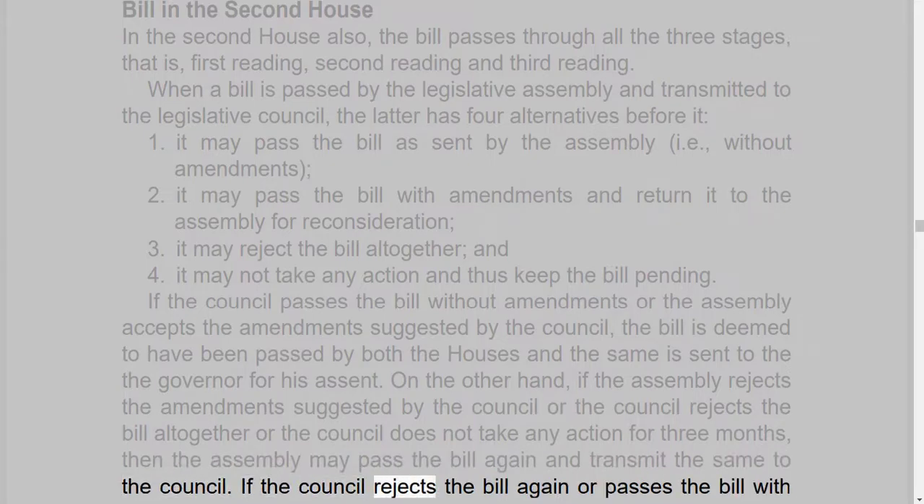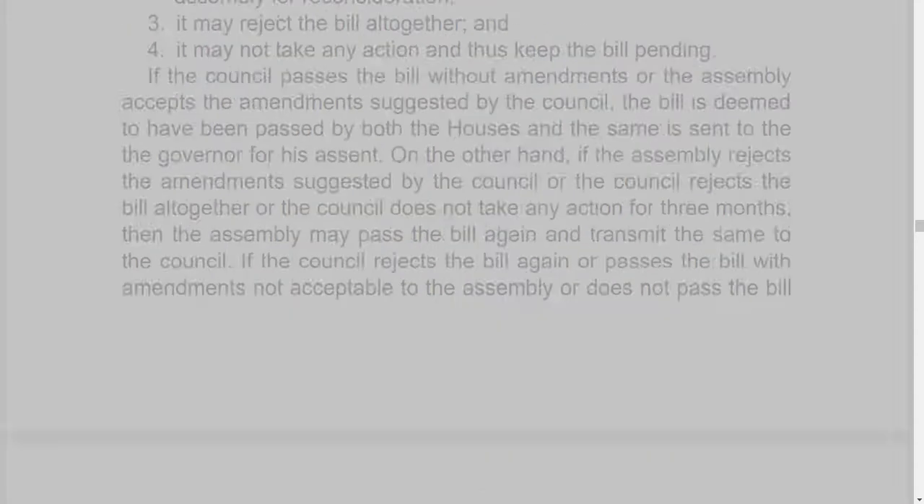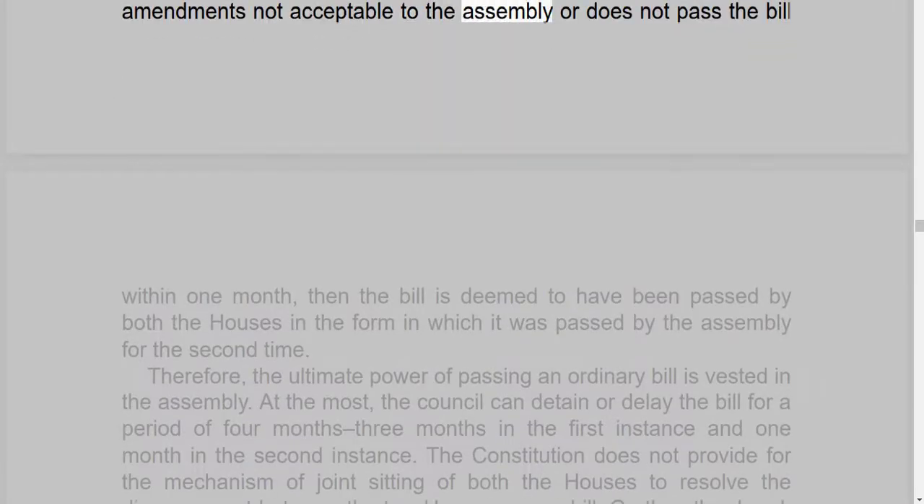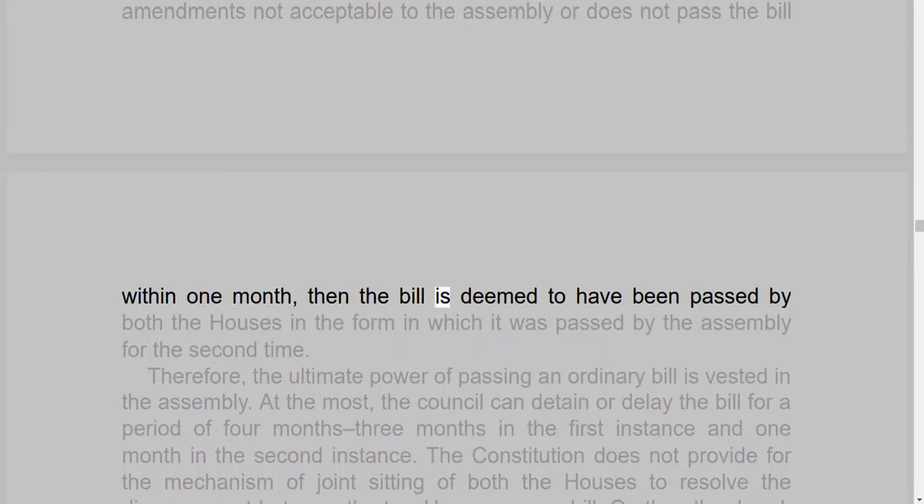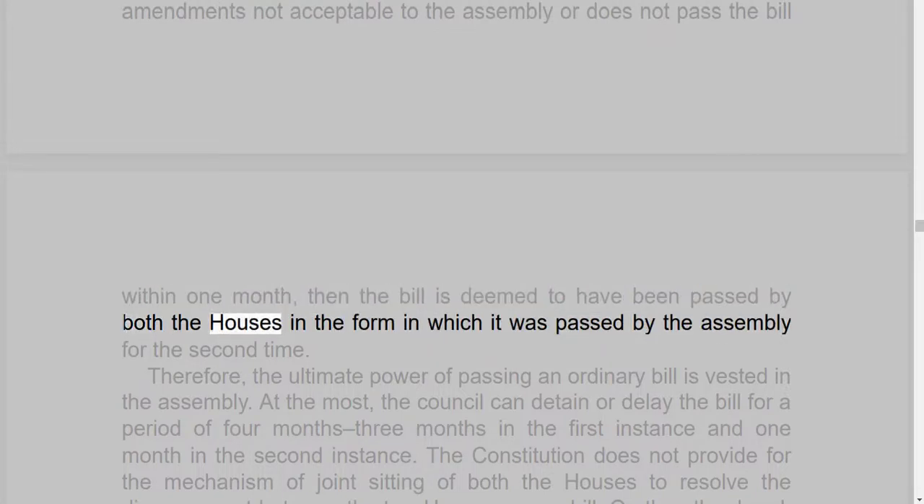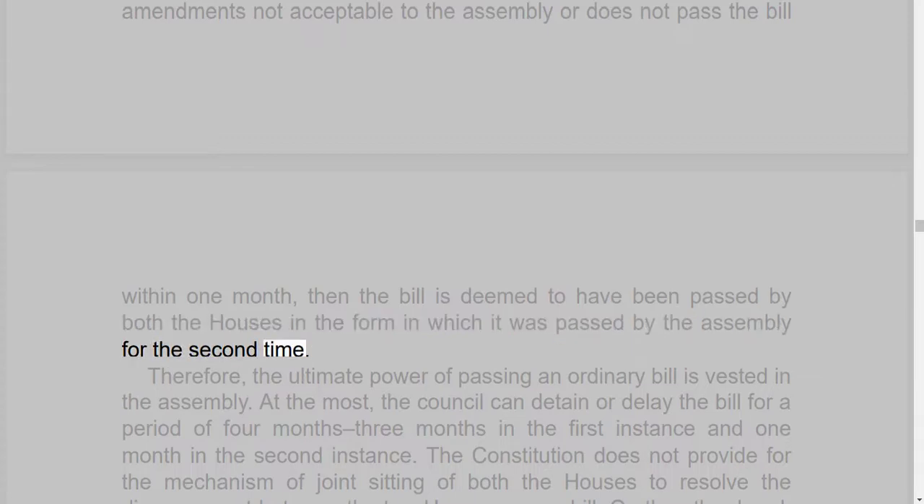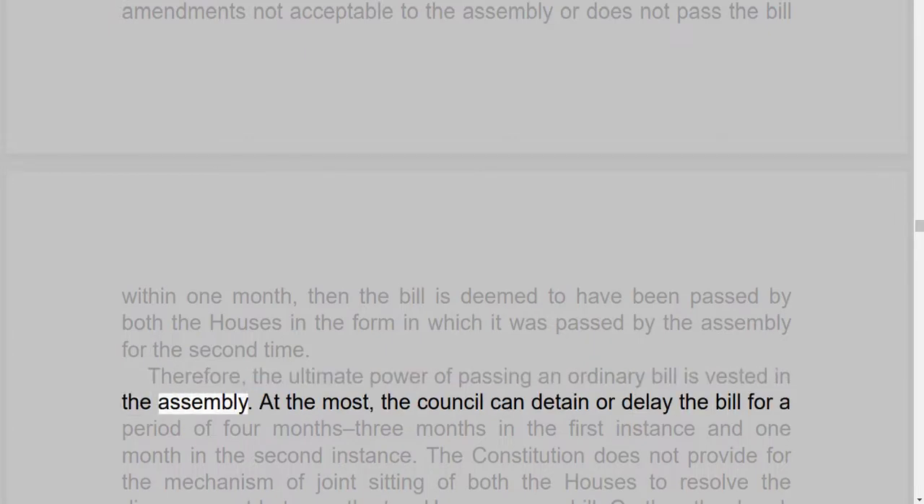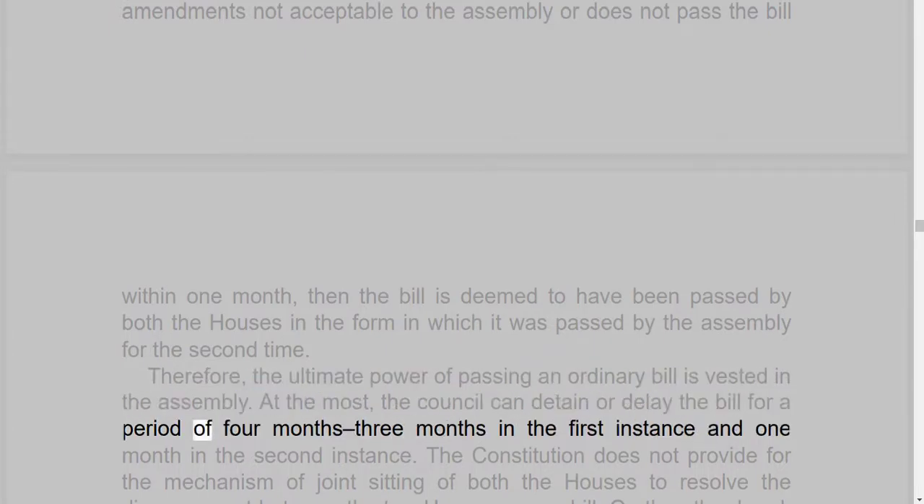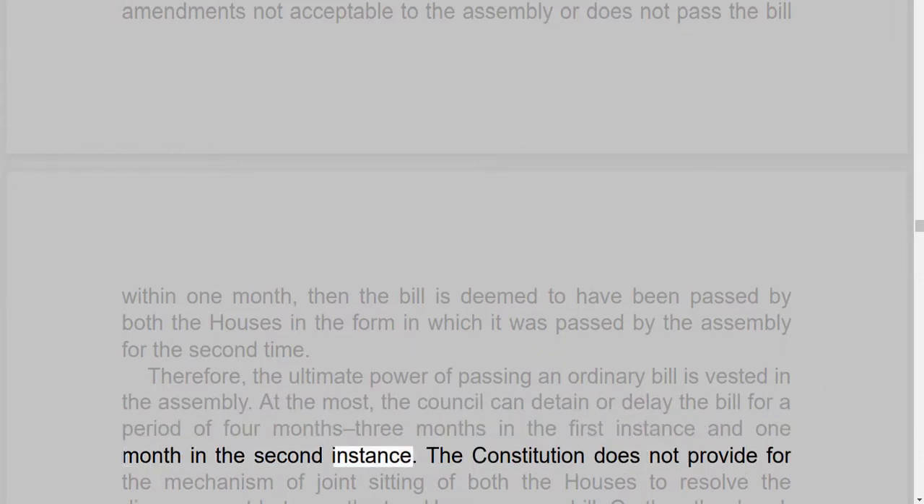If the Council rejects the bill again or passes the bill with amendments not acceptable to the Assembly or does not pass the bill within 1 month, then the bill is deemed to have been passed by both the Houses in the form in which it was passed by the Assembly for the second time. Therefore, the ultimate power of passing an ordinary bill is vested in the Assembly. At the most, the Council can detain or delay the bill for a period of 4 months, 3 months in the first instance and 1 month in the second instance.